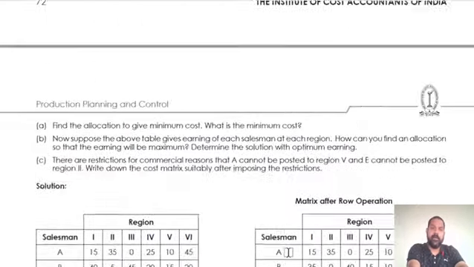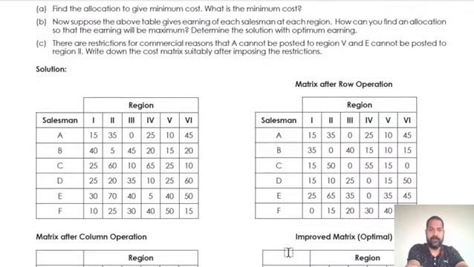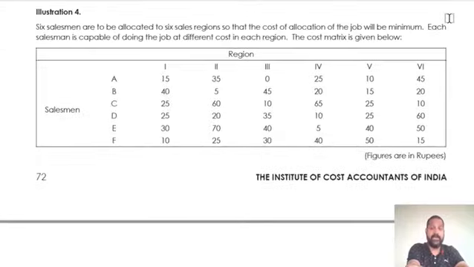Okay. What do you want me to do? Question B. Now suppose the above table gives earnings of each salesman at each region. So what are they saying? They are saying that suppose or assume this table does not represent cost. This table represents earnings. Okay. Then when you say this is earnings, earnings is more the better, not less the better, which means the objective changes to a maximization objective.